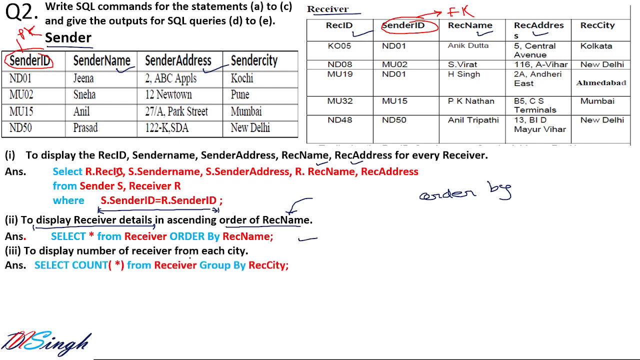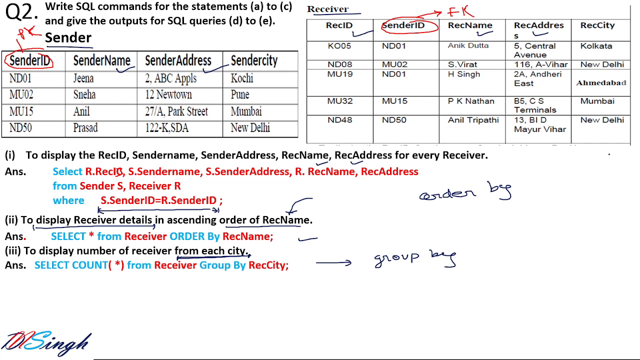Next question is to display the number of receivers from each city. So from each, remember, for each, such type of word will come. Which particular command do you need to keep in mind? That is group by. Because it is asking for each city, after for each, which column? That is the column city. So based on that we are going to group the records.